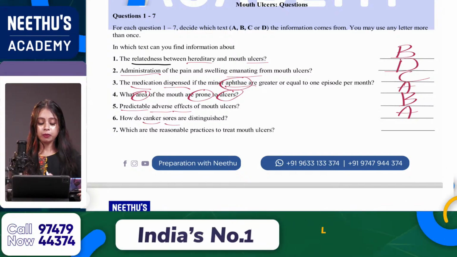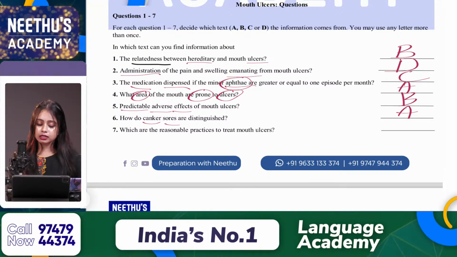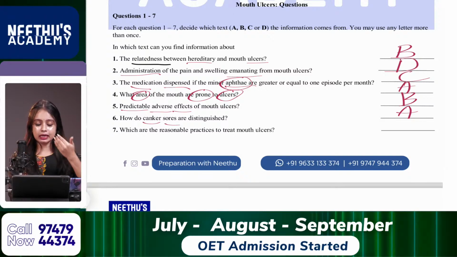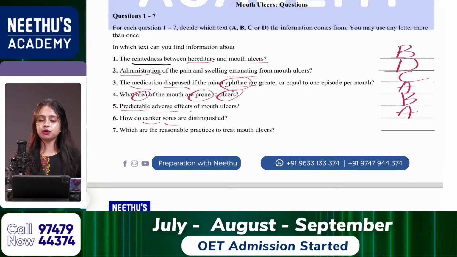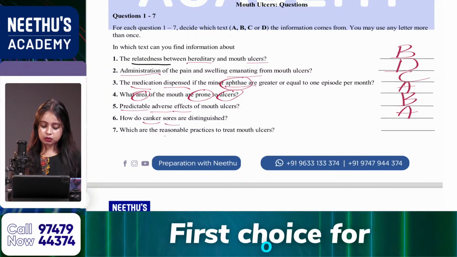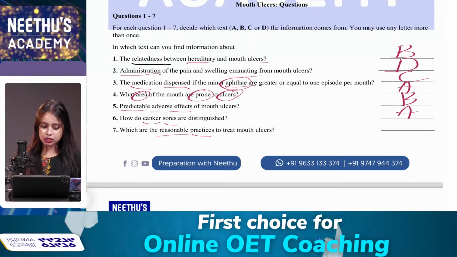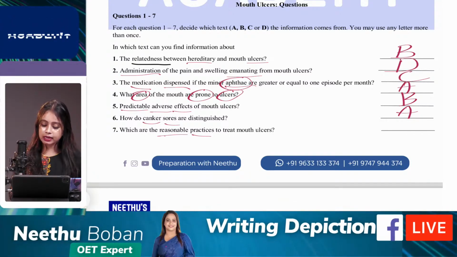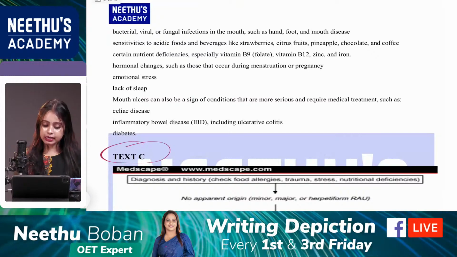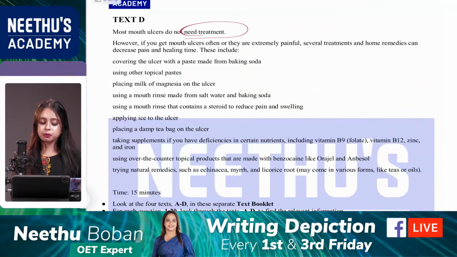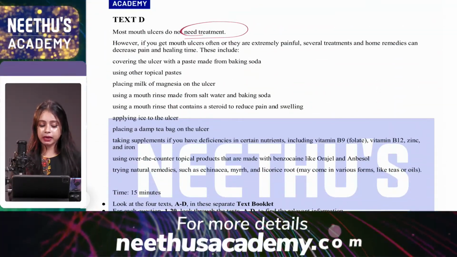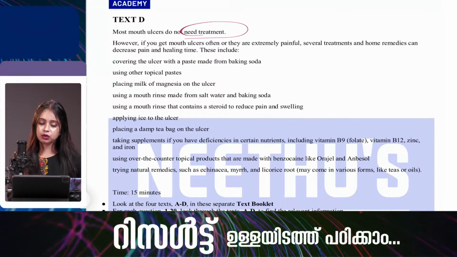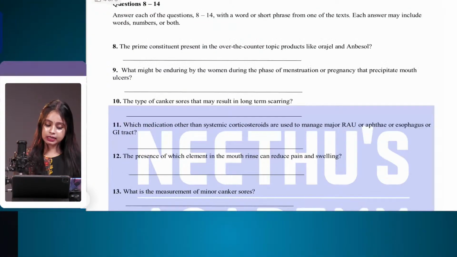Okay, Rosmol, text A. Then the seventh one: which are the reasonable practices to treat mouth ulcers? So what are the practices or what are the treatment administrations for mouth ulcers? Reasonable practices, treat. These are my keywords. All right, the answer is from text D. So what are the practices? See, using other topical paste, placing milk of magnesia, using mouth rinse, then you can rinse the mouth. So it's all about text D. Very good.